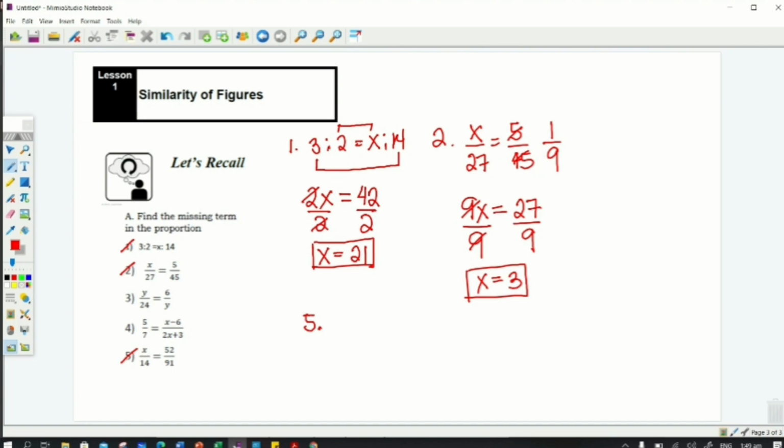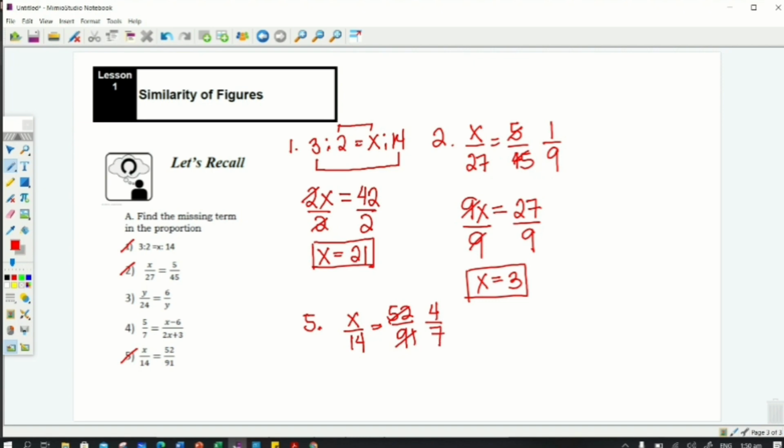And for our last example, we have problem number 5. So, we write it again: x all over 14 is equal to 52 all over 91. Tulad ng ginawa natin sa problem number 2, we will reduce first 52 all over 91. If we simplify this, the answer here is 4 all over 7.